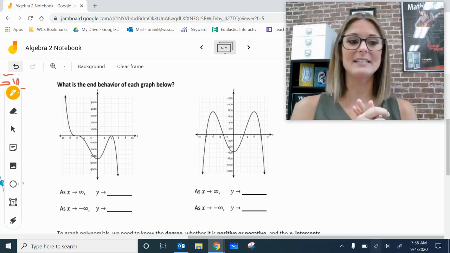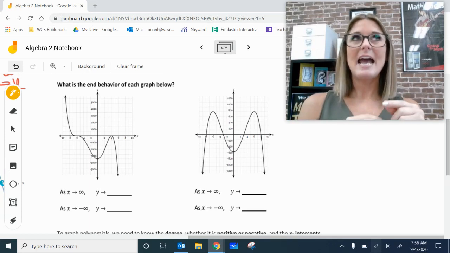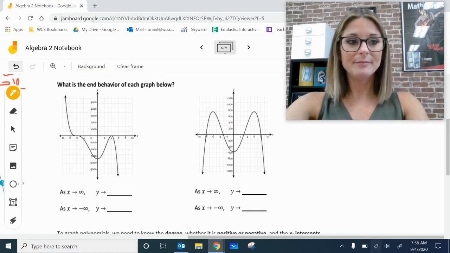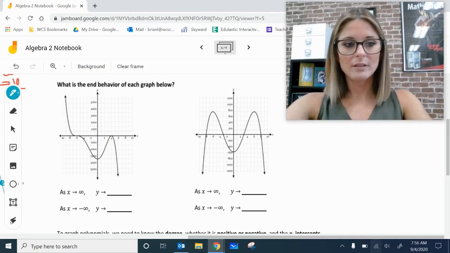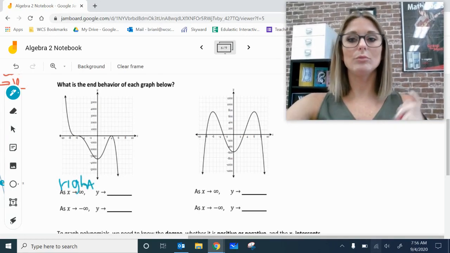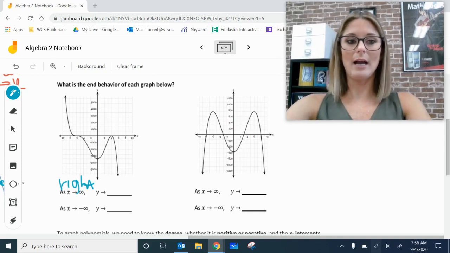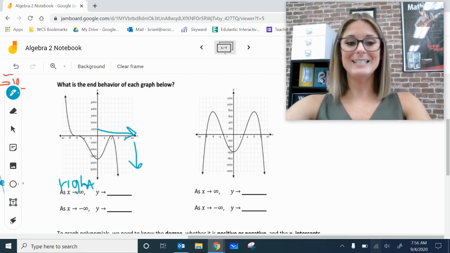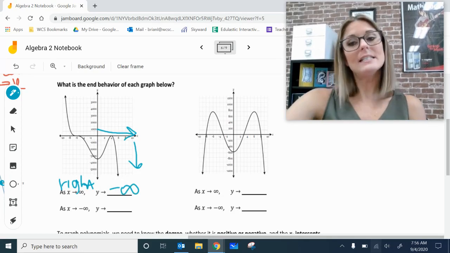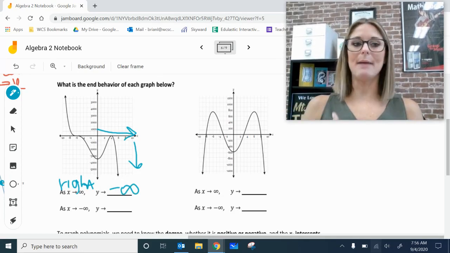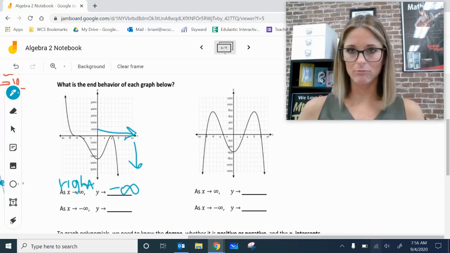All right, the first statement says as x approaches infinity. As x approaches infinity is the right side. Let me just make a little note here. As I go to the right, what are my y values doing? As I go to the right, my arrow is going down, or y is approaching negative infinity. This is end behavior. You're just saying what's happening at the ends. As this graph goes to the right, it's going down.